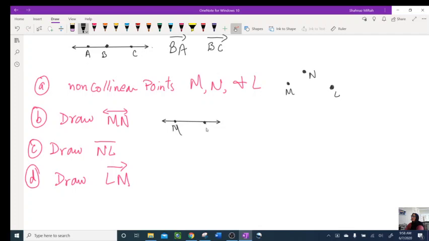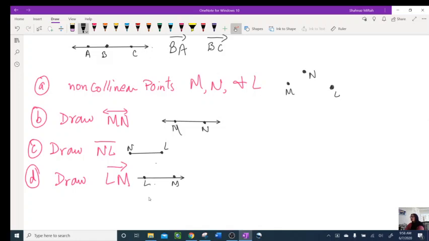So I can name that, for example, M and N. Okay, draw a segment. So I'm going to draw a segment right there. That's a segment. I mean, the line is not straight, but that's okay. It's N and L. Here we go. That's segment NL. Draw a ray. So we're going to draw a ray here, and that will be starting with L and going towards M. So be careful on that one.